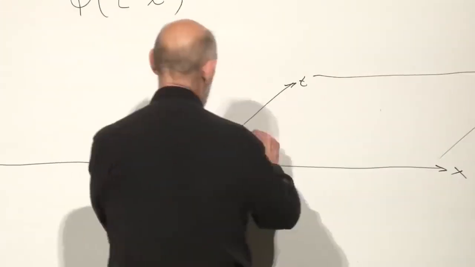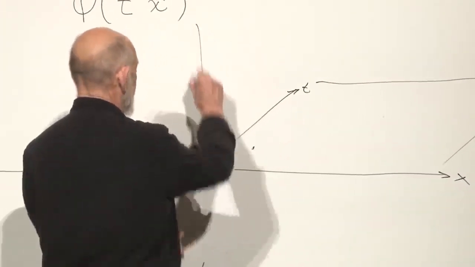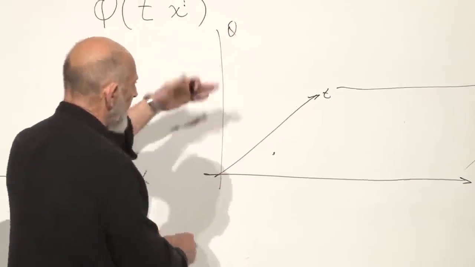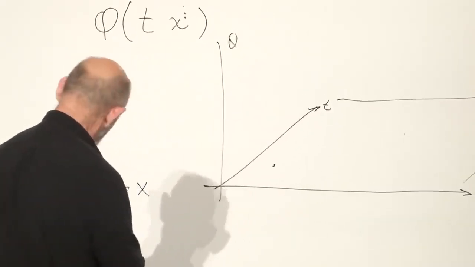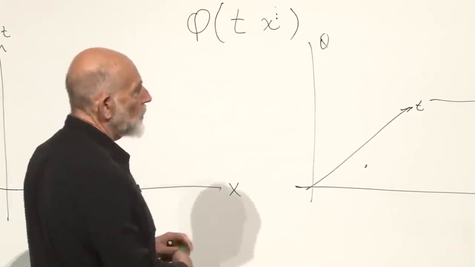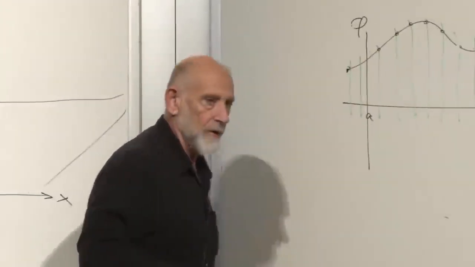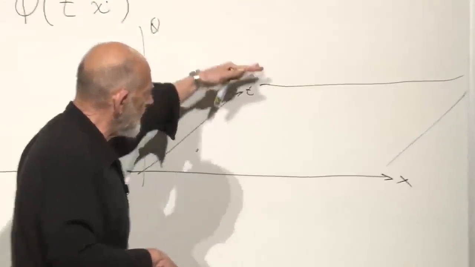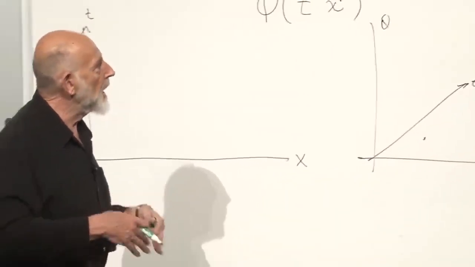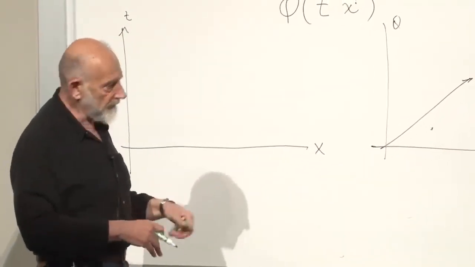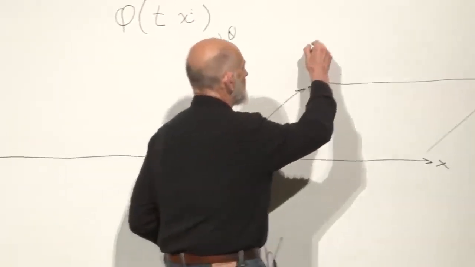Above every point, or at every point, the field phi has a value. So if I wanted to draw the whole history, just as I draw the history of a particle here, or the one-dimensional field, if I wanted to draw the whole history in space-time of the field, I would draw it as a surface here.